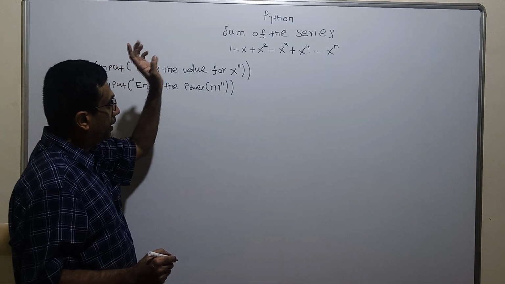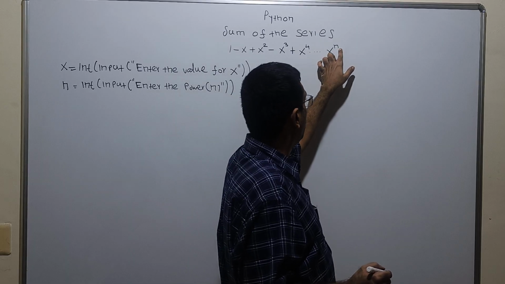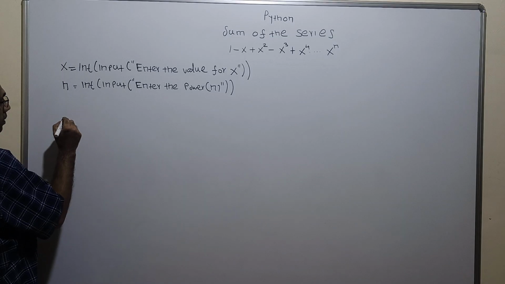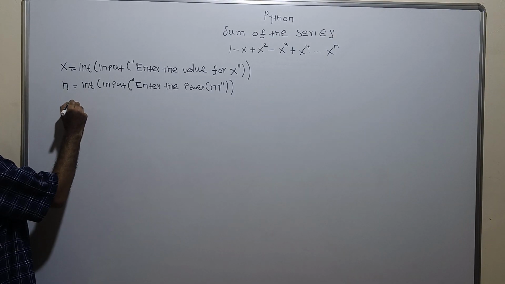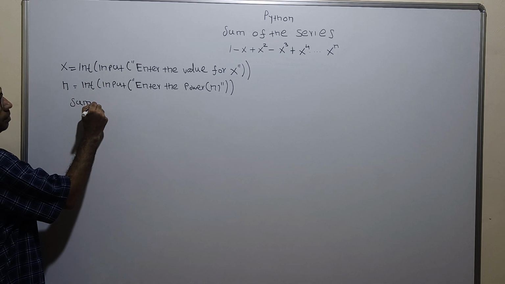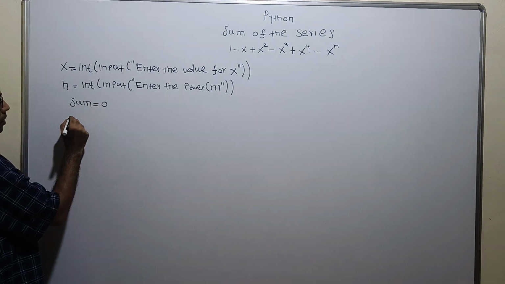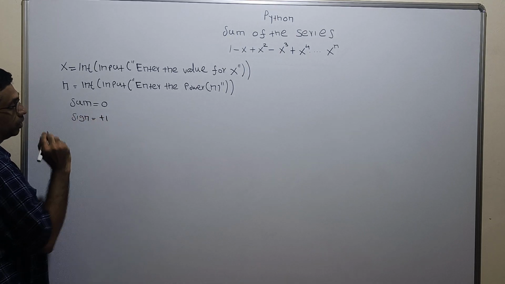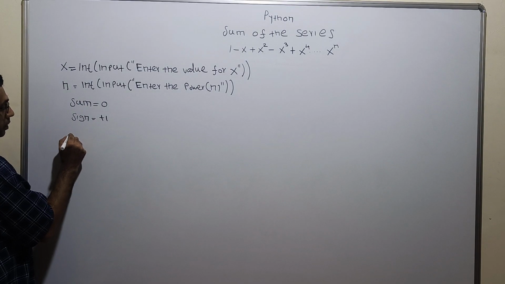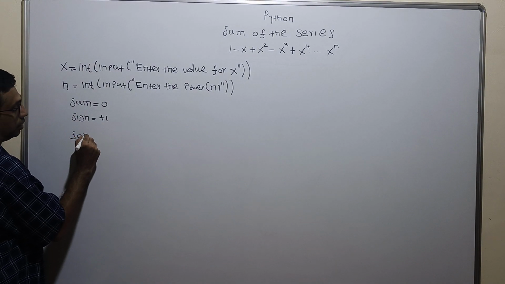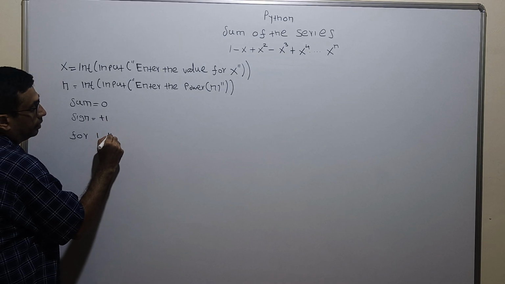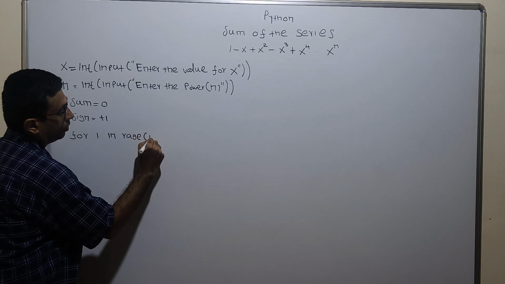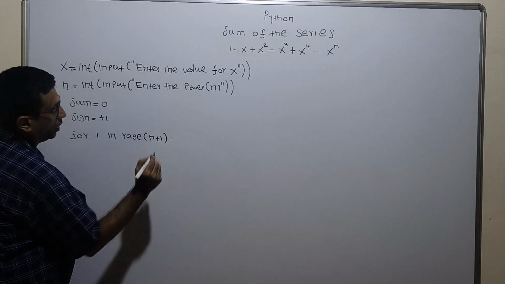In this series, now I am having the value of x and the value of n, that is the power range. Now I am going to write the logic. Now I am initializing a variable sum equal to 0, another variable sign equal to plus 1. Now I am writing a for loop: for i in range of n plus 1, followed by colon.